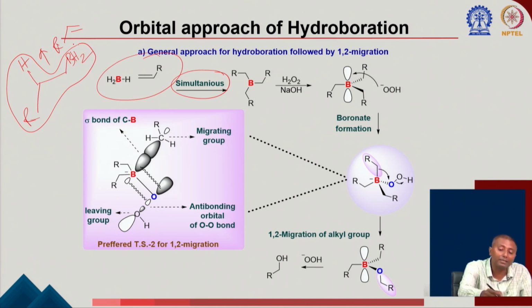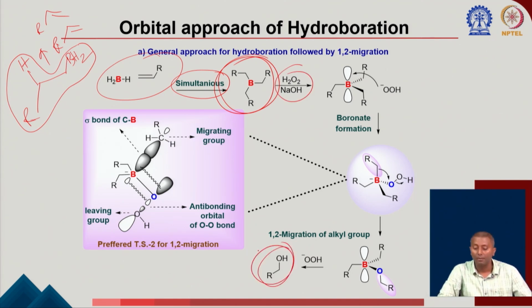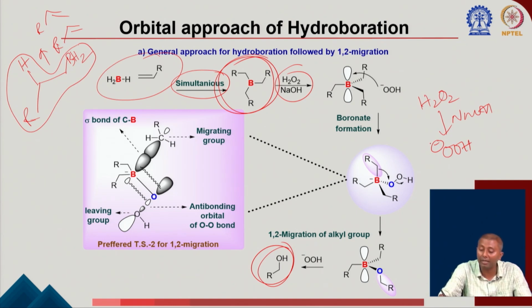Now that can react with two equivalents of the olefin to form the corresponding trialkyl boron. Once you have this trialkyl boron, if you treat it with H2O2 and NaOH, it forms the corresponding alcohol at the end. So what is happening here? Once you react with H2O2 and NaOH, from H2O2 if you take one hydrogen out in the presence of NaOH, it generates OOH minus. This hydroperoxide anion attacks the empty orbital of boron to form this boronate complex.